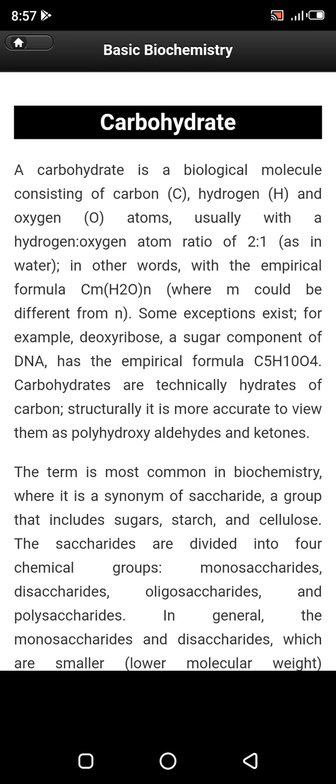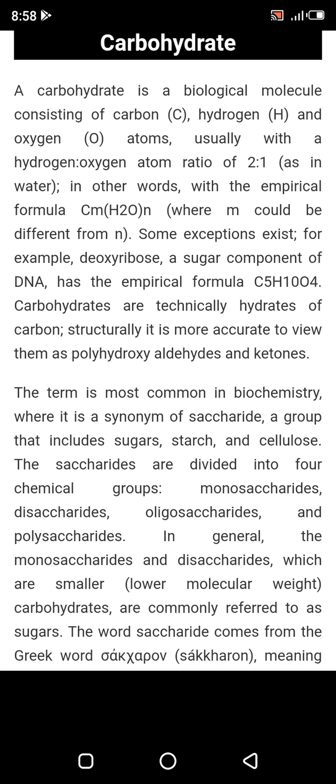Today we will discuss carbohydrates. A carbohydrate is a biological molecule consisting of carbon (C), hydrogen (H) and oxygen (O) atoms, usually with a hydrogen-oxygen atom ratio of 2:1 as in water. In other words, with the empirical formula CmH2nOn, where m could be different from n, some exceptions exist.